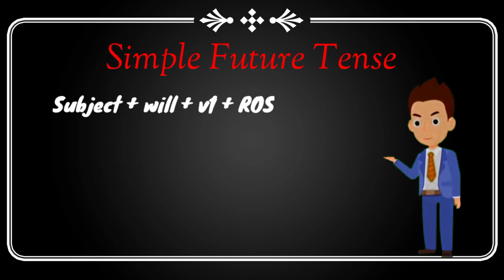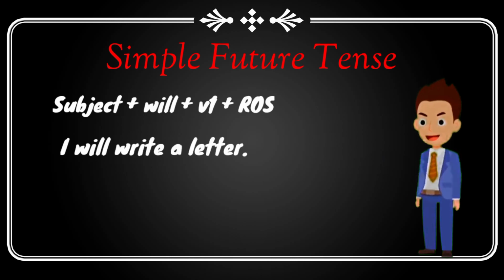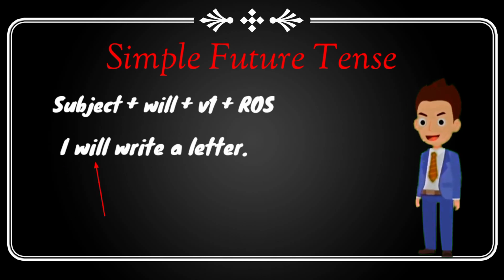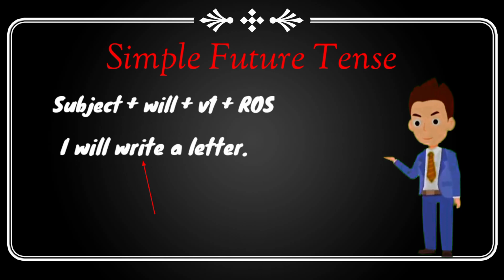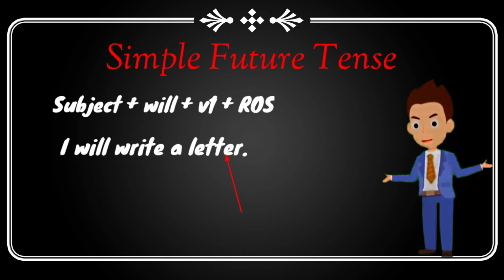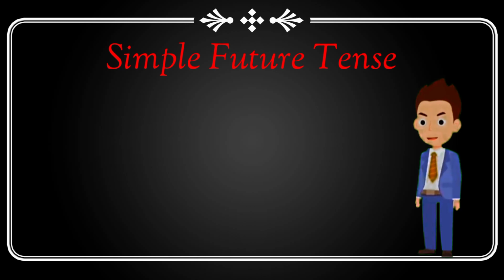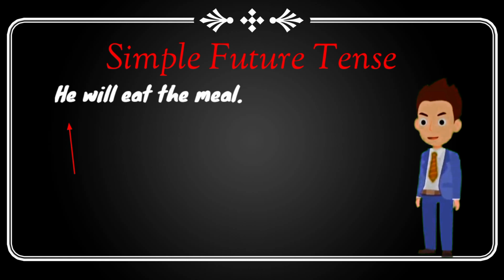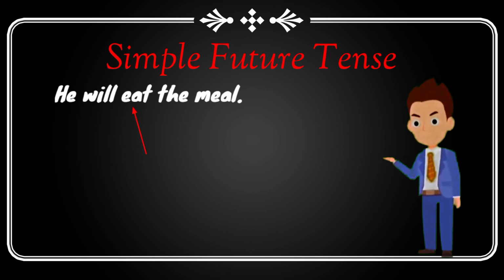Example: I will write a letter. I is the subject, will is a helping verb, write is verb first form or base form of the verb, a letter is the object. He will eat the meal. He is the subject, will is a helping verb, eat is the verb, the meal is the object.